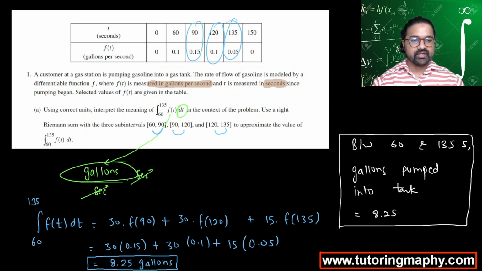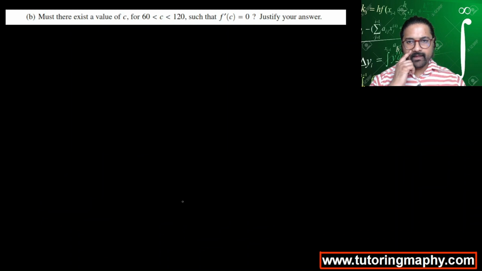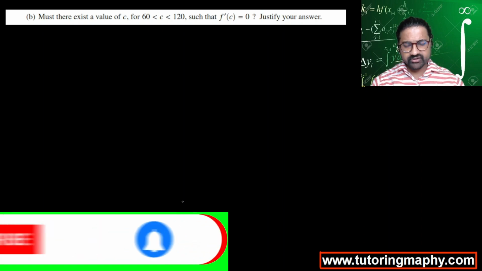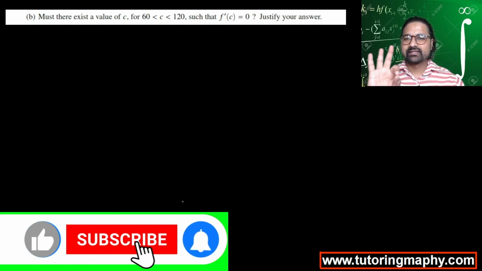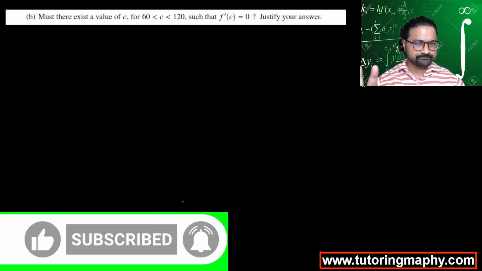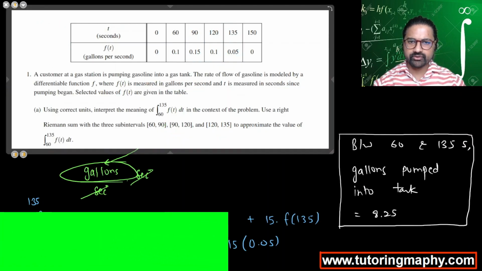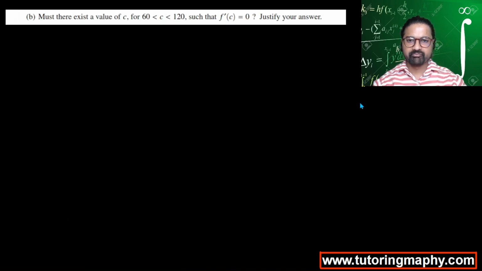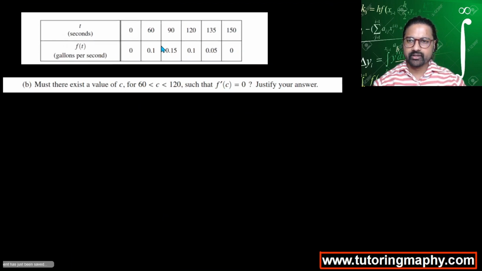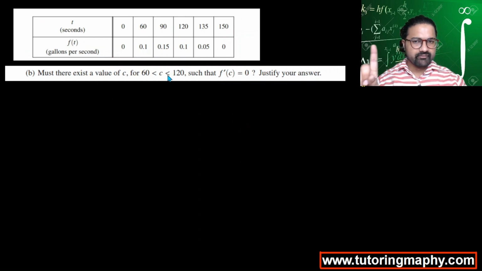All right, so this makes perfect sense, I hope. Let's move on to question number 2. Now they're asking, must there exist a value of C, for C between 60 and 120, such that f prime of C is 0? Justify your answer. This is a classic case of Rolle's theorem. Actually, I need this table once again, so I'm going to borrow this from this page and paste it right here. Okay, it's already given in the question.